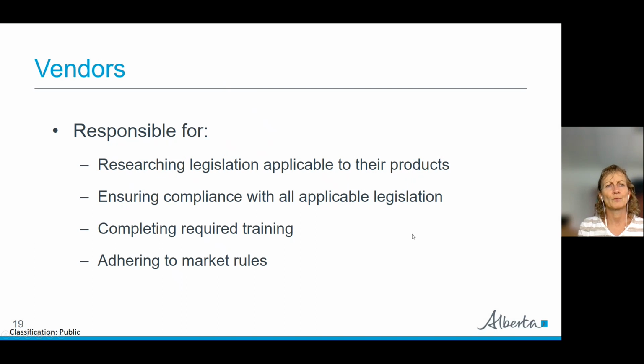Okay, so what are the vendors responsible for? Besides producing a safe and saleable product, they need to research all of the legislation that is applicable to their products, whether it is a food product or a cosmetic or whatever it may be. They need to make sure that they are complying with the legislation and producing a safe product. They need to complete the required training. So if they're a food vendor, then they need to take the food safety training, at the very least, that farmers market food safety basics for farmers market training.